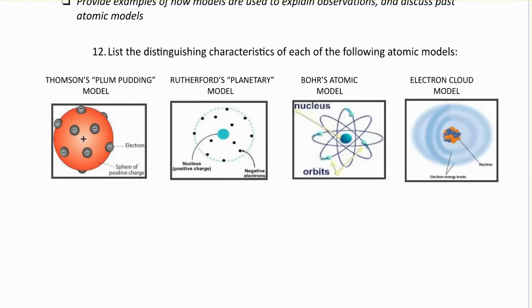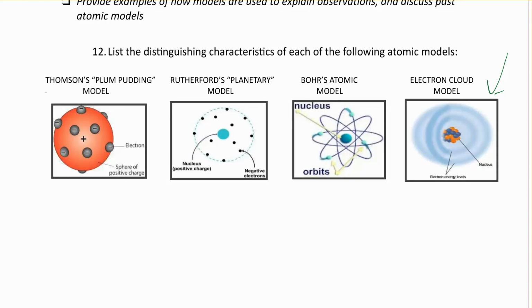So carrying on, number 12 says list the distinguishing characteristics of each of the following atomic models. So we've got Thomson's, Rutherford's, Bohr's, and the electron cloud. I could talk for a long time about this because it starts getting into physics, and Physics 30 is when you'll start learning more in depth about these things.